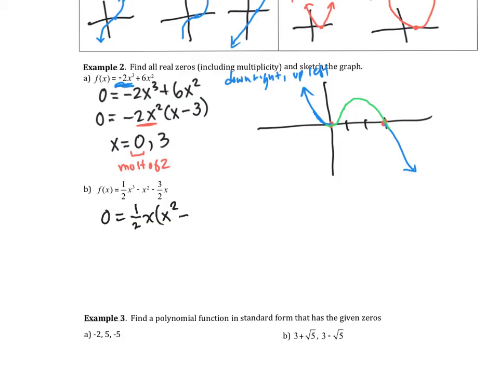Let's see, half x times something to give me x squared is going to be 2x, because half of 2 is 1, and x times x is x squared. And then the last one is just going to be 3, because if I do half x times 3, I get 3 halves x. Okay, and this is really just to make it easier for me to factor.